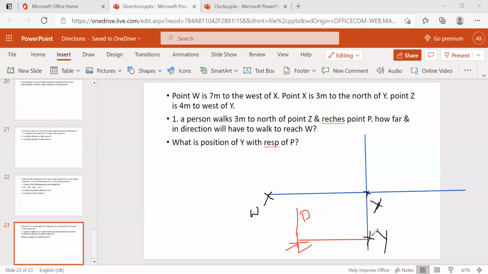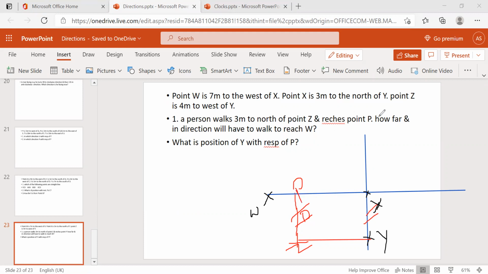So X to Y, how much distance? X to Y is 3 only, right? So this one also is 3 only. This and this will be equal. Okay, now from which direction do you need to walk? This is P now. This is P actually.